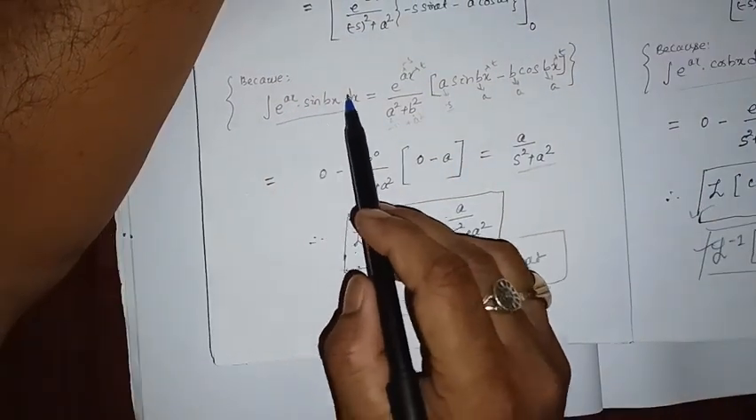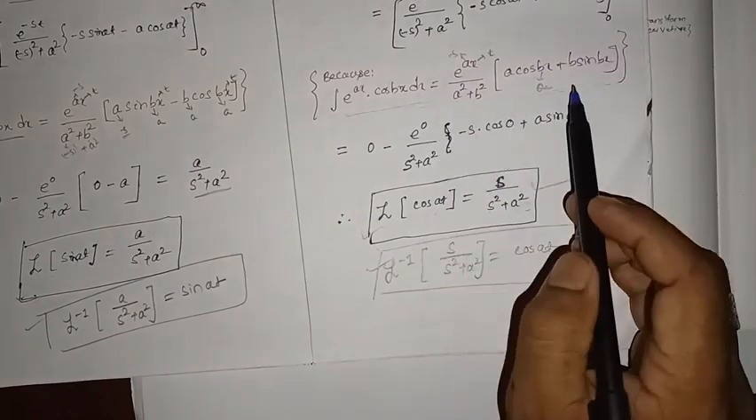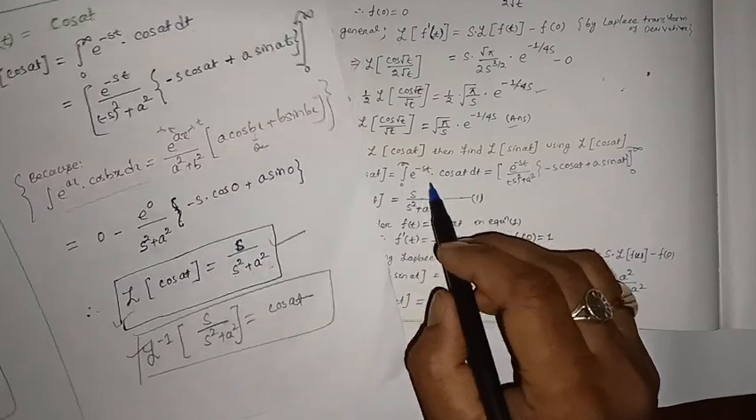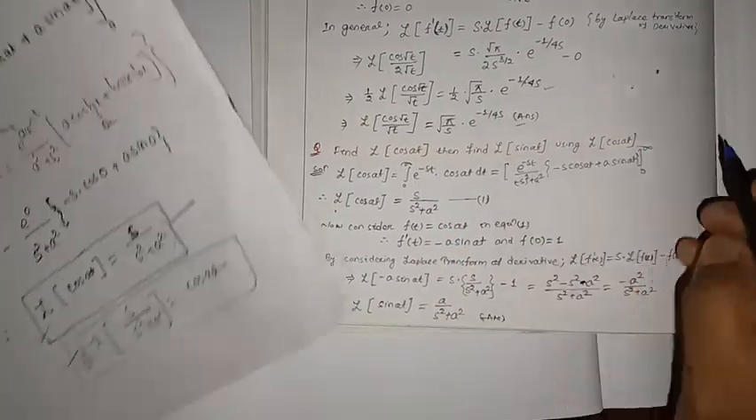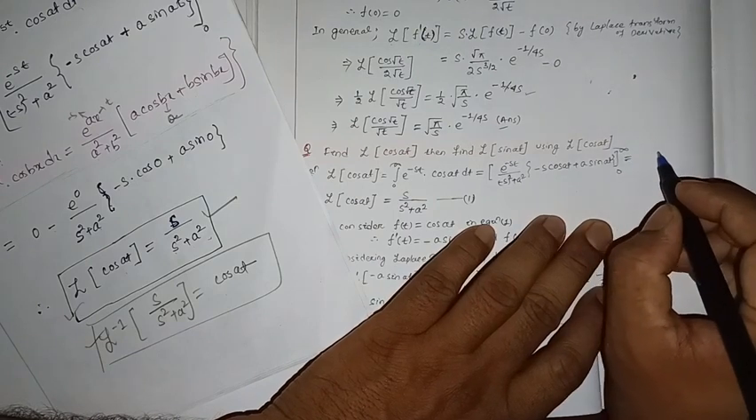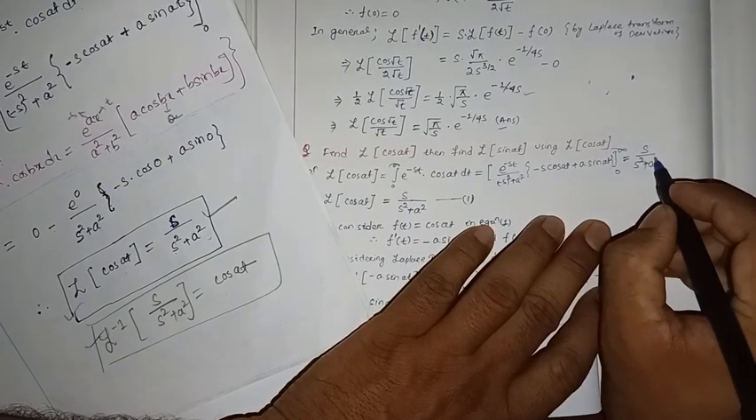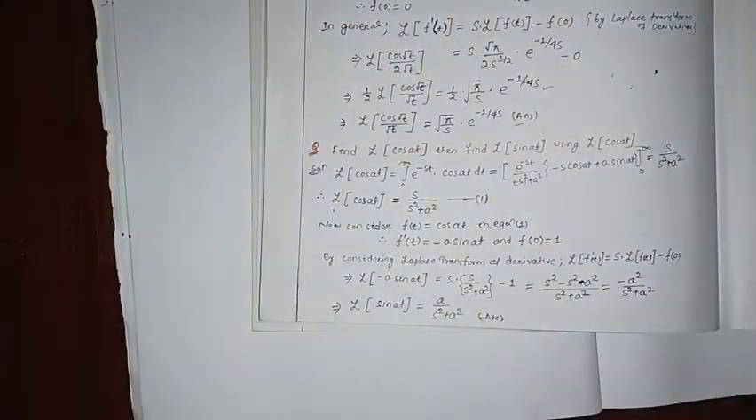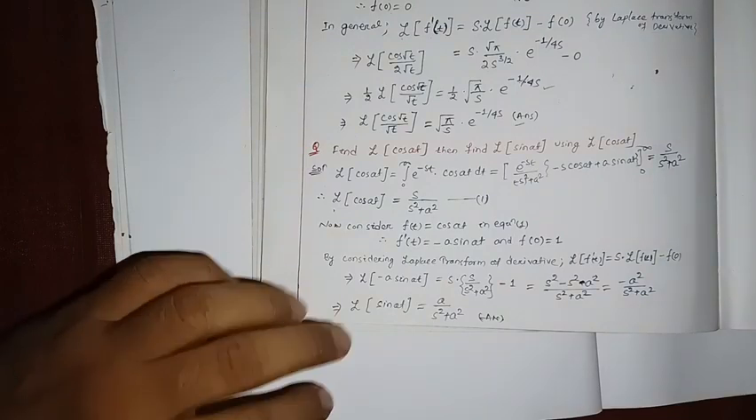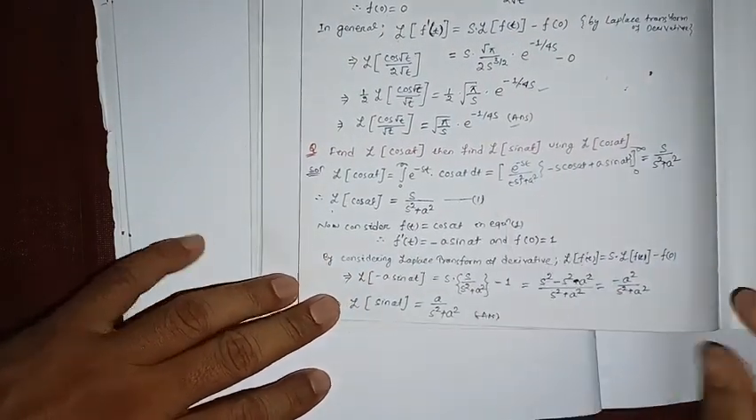The integral of e to the ax sin bx is this one, and e to the ax cos bx is this one. By using this we found the integral of e to the minus st into cos at equal to this much, and if I put the limits, finally we find s by s square plus a square. So the Laplace transform of cos at is s by s square plus a square. Let this be equation number 1.